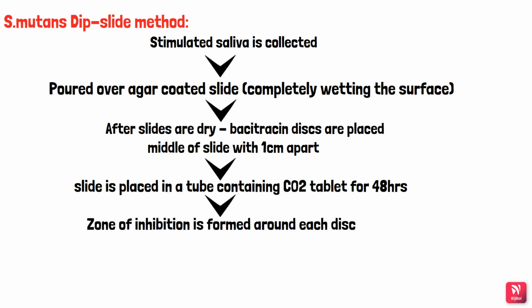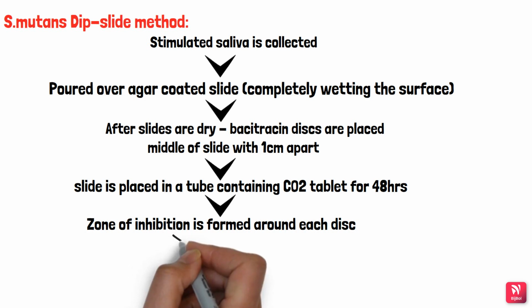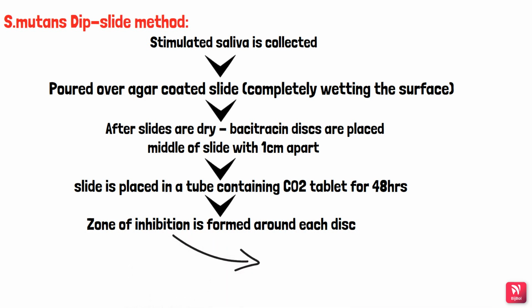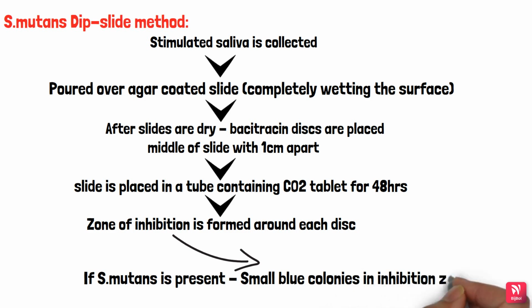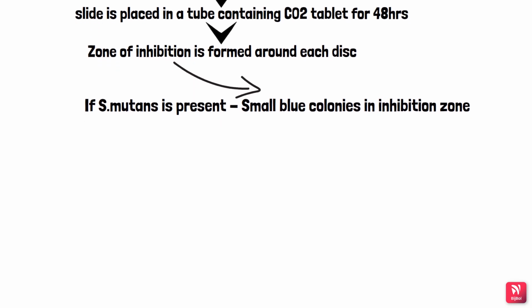So the zone of inhibition is seen around the bacitracin disc, and in all the remaining area there will be growth of other bacteria. But if the patient's saliva contains Streptococcus mutans, then in this zone of inhibition we will see small blue colonies, which indicates that the patient's saliva contains Streptococcus mutans, because bacitracin allows the growth of Streptococcus mutans. So this is about the Streptococcus mutans dip slide method.